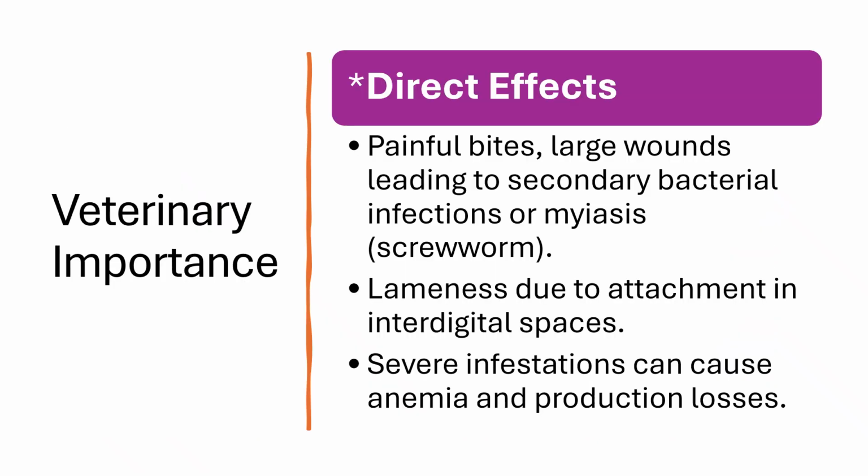which is characterized by swelling and drooping of the ear and can even result in necrosis. For the direct effects of the genus Amblyomma, they can cause painful bites, large wounds leading to secondary bacterial infections or myiasis, lameness due to attachment in the interdigital spaces, and severe infestations can cause anemia and production losses.